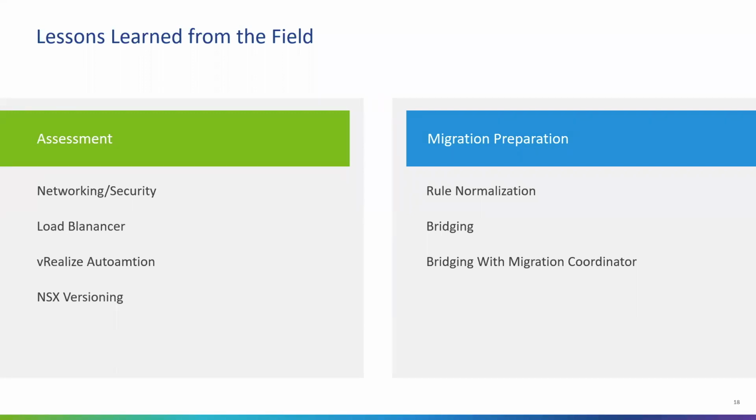And rule normalization. Try to simplify the rules to match. Know the difference between firewall rules in V and firewall rules in T. One other little side note that we didn't put on this slide is NSX T doesn't support the web-based SSL VPN. So if you're a customer that's using the web-based SSL VPN, you're going to have to find a different solution, a different VPN solution, like an open VPN or a jump box or something, because it's just not available.